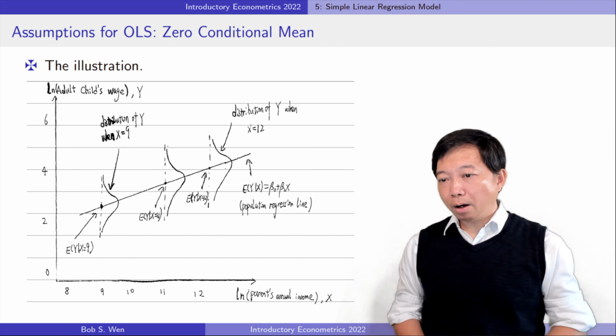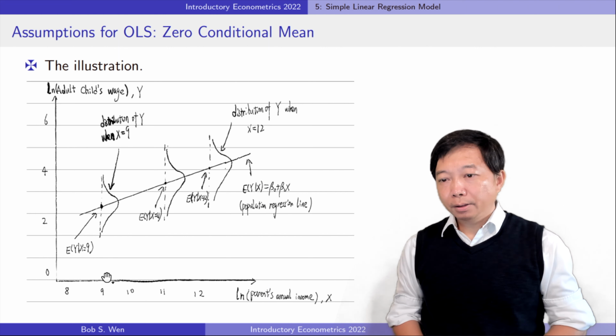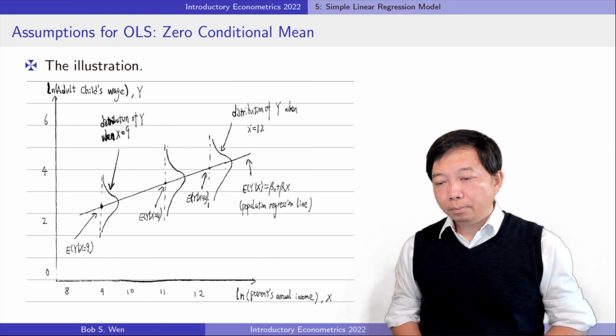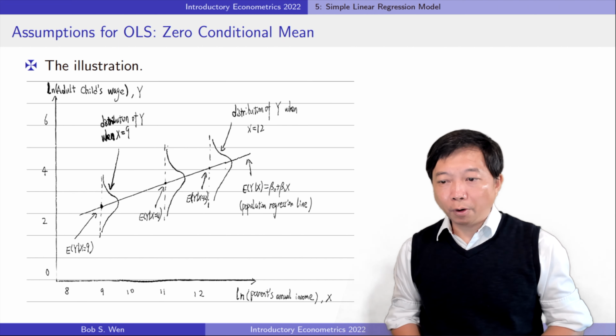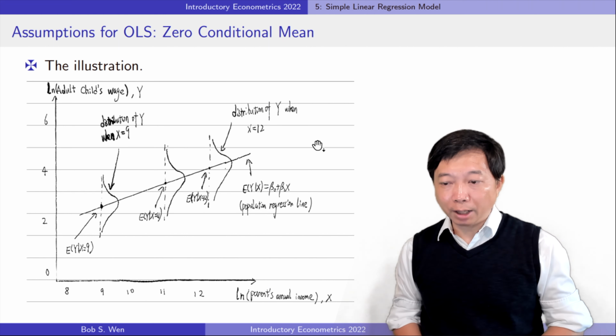At a given value of the log of parents' annual income, say 9, the distribution of the actual children's hourly wages is centered on the population conditional mean. Some children's wages could be higher and some lower, but on average, the mean of the distribution of the error term mu is 0. So for any given value of x, the distribution of y is centered around the population regression line.